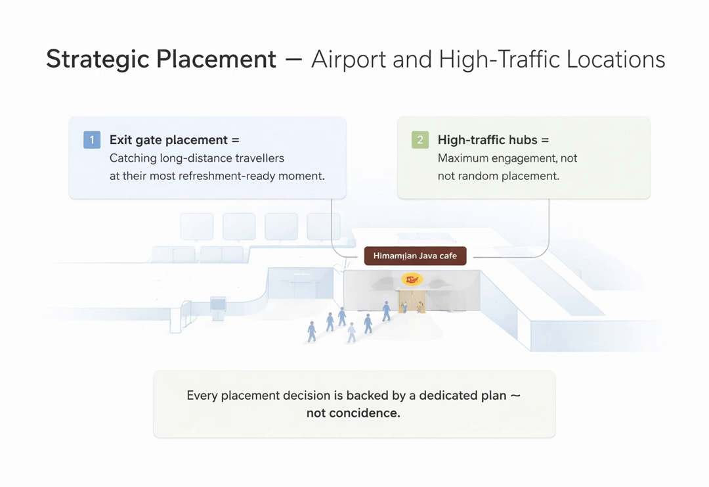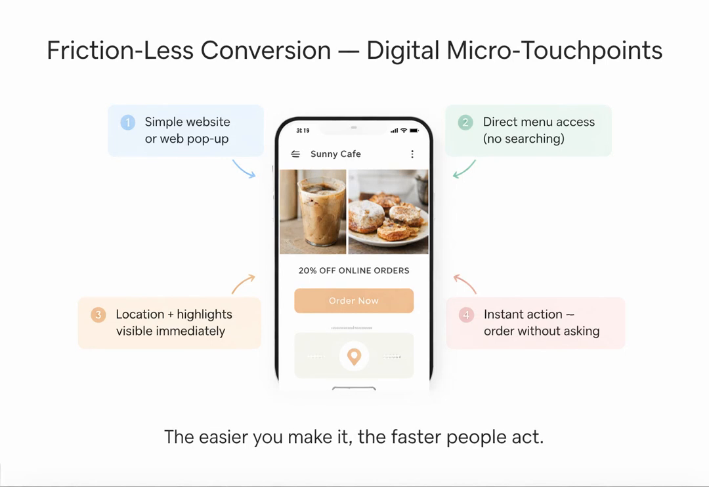The instructor makes a broader point here. Every outlet location Himalayan Java has chosen reflects deep research and a dedicated plan. When you see a successful business making these kinds of decisions, don't assume it's luck. It's strategy. Now, this is a concept that applies to every business, not just cafes.